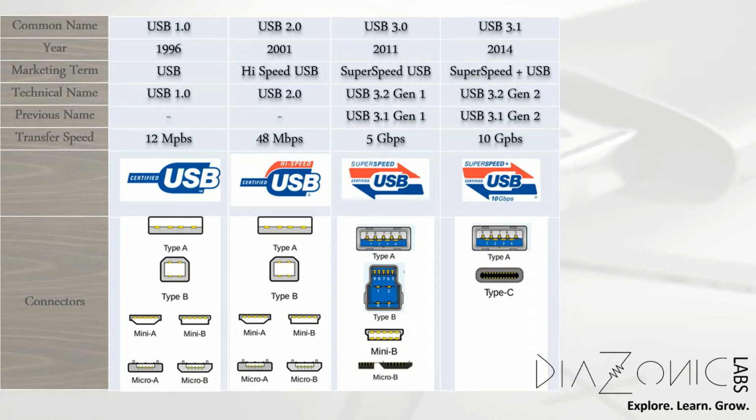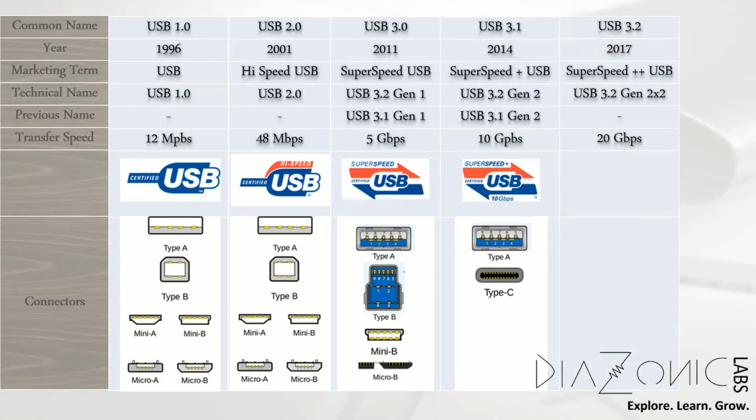Type C is a groundbreaking standard which has been replacing all the other USB connectors. The latest version, which is commonly in use now on all the laptops, is USB 3.2. This was published in 2017. This is called Super Speed Plus Plus USB. The technical name for this is USB 3.2 Gen 2x2. The transfer speed of this is 20 Gbps.